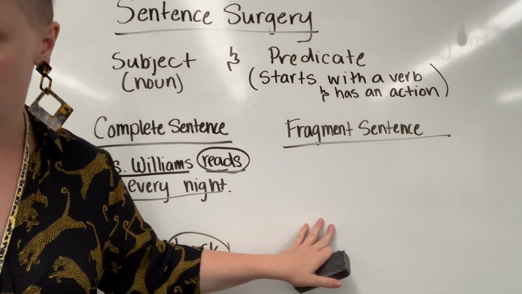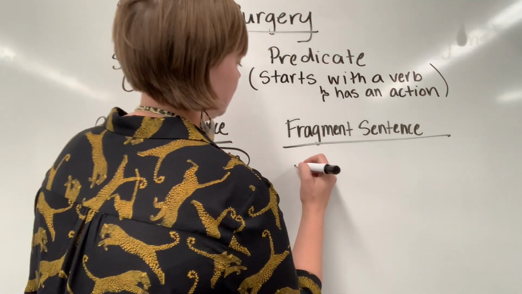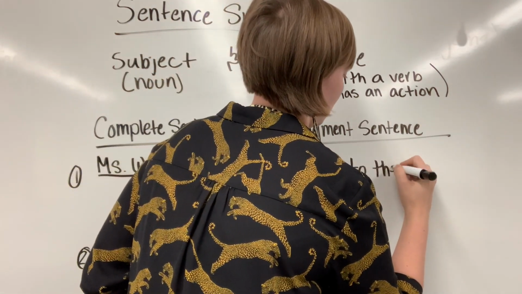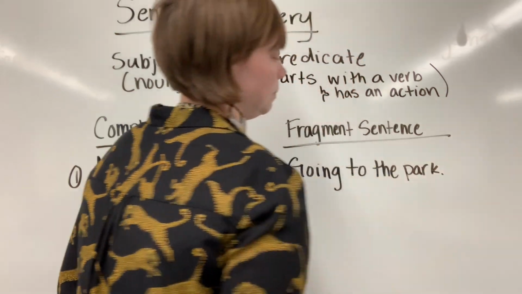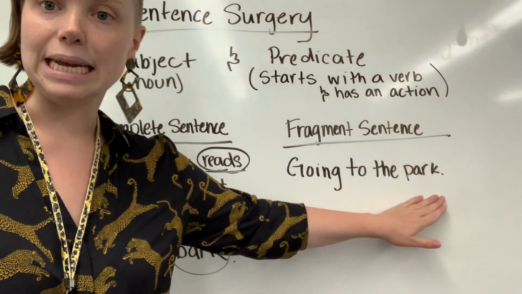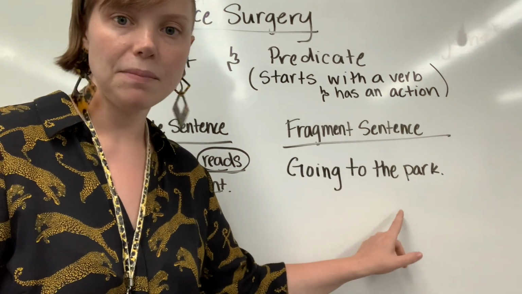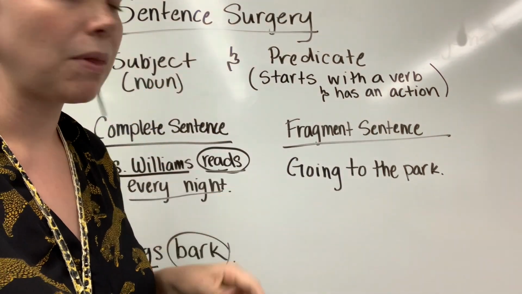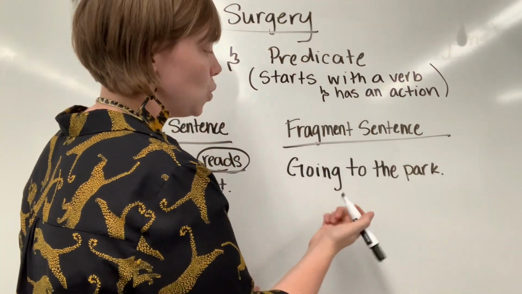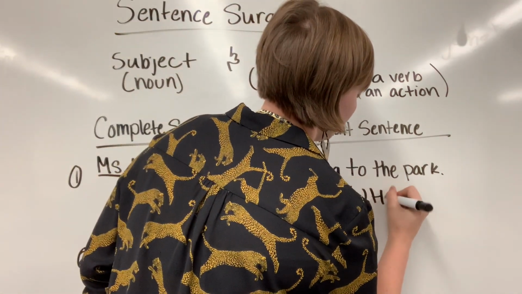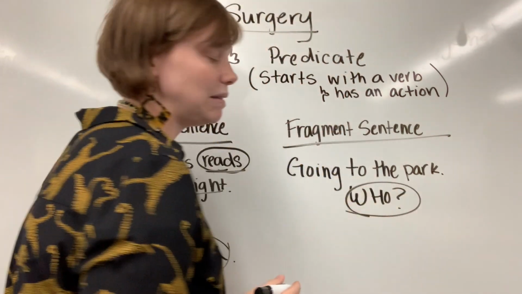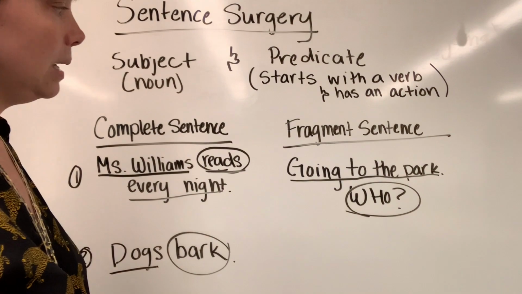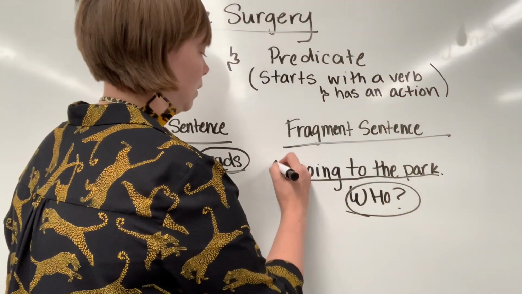Over here for fragments, I could say going to the park. And what is this missing to make it a complete sentence? Because it is a fragment. Is it missing the predicate or is it missing the subject? It's missing the subject. Who is going to the park? We're missing the subject. This is the noun. To the park is the predicate. All right, so this is our first example of a fragment.